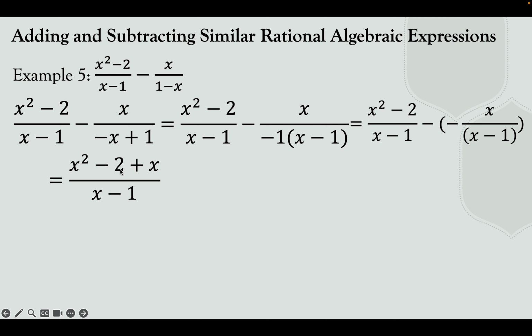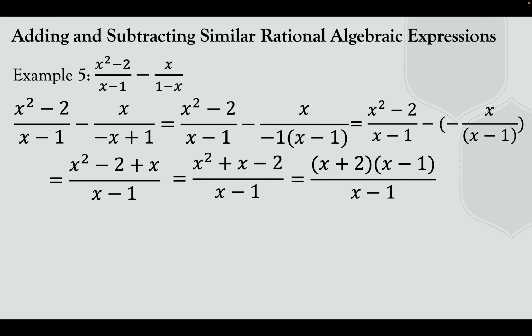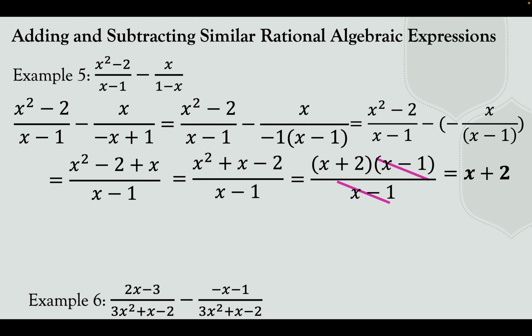Now, how to simplify this one? We just need to factor the numerator by general trinomial factoring where a is equal to 1. The factors are (x + 2)(x - 1) over x minus 1. Then cancel x minus 1 in both numerator and denominator. The remaining, or the simplest form for the given expression, is x plus 2.